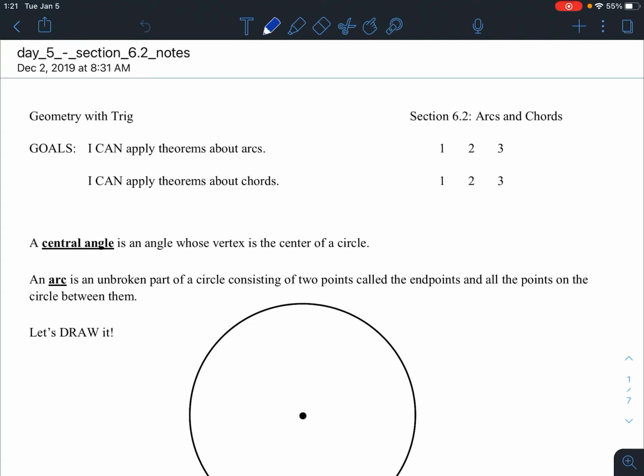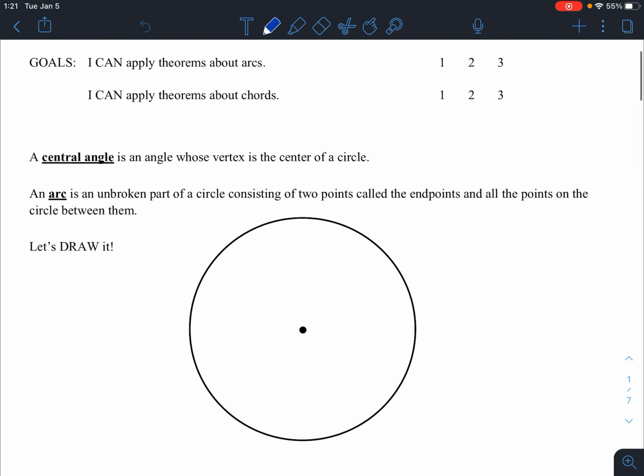All right, welcome back. Today we're going to talk about section 6.2, which is arcs and chords. A couple new vocab words today. Let's start off with our first two.